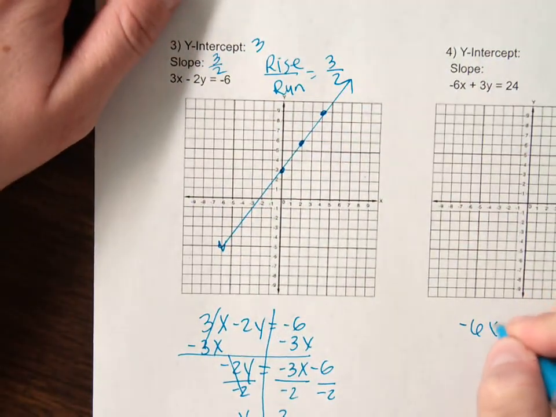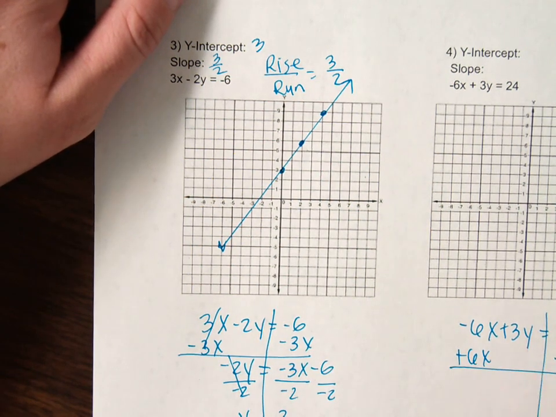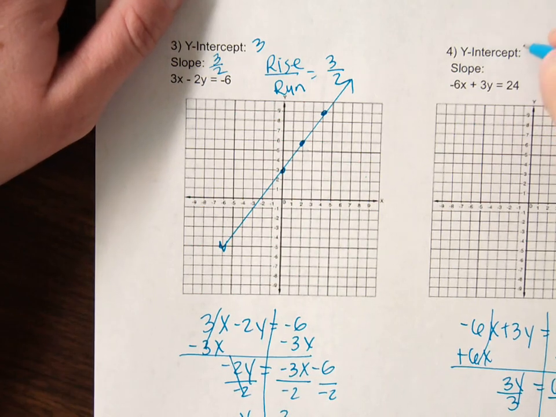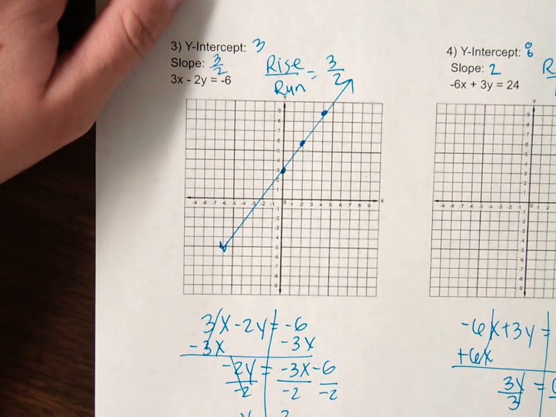Last one, -6x plus 3y equals 24. We're going to add 6x to both sides. That leaves me with 3y equals 6x plus 24. Divide everything by 3, and that's y equals 2x plus 8. My y-intercept is 8. My slope is 2. Remember, rise over run. My rise is 2. The denominator of 2 is 1.